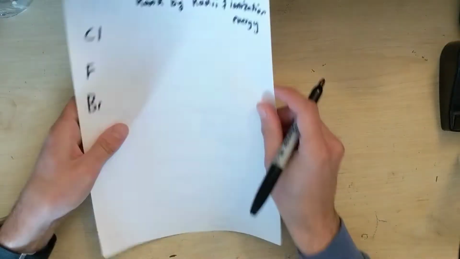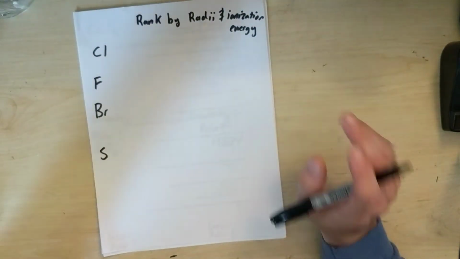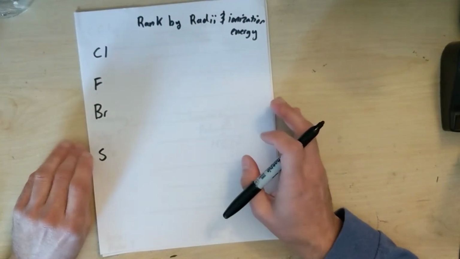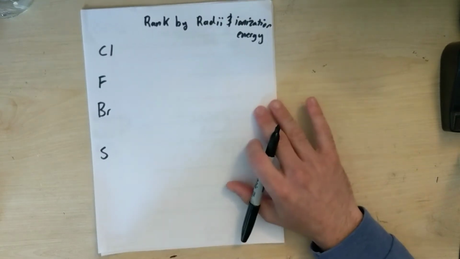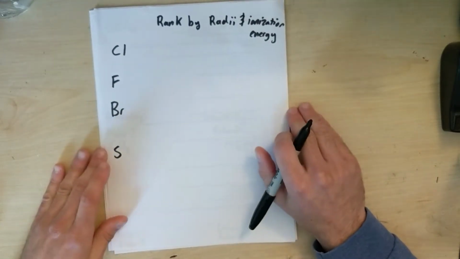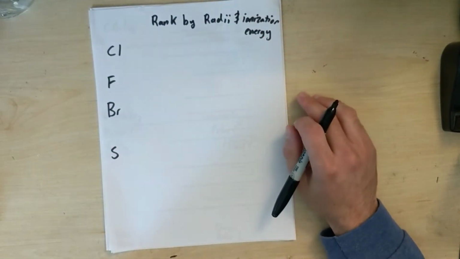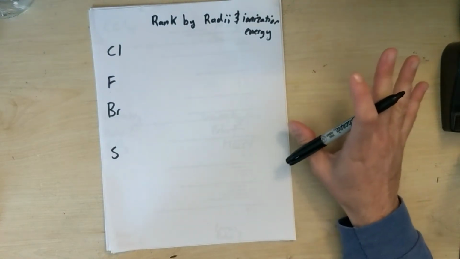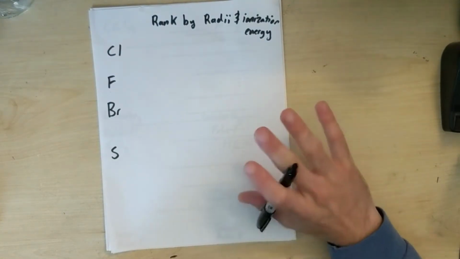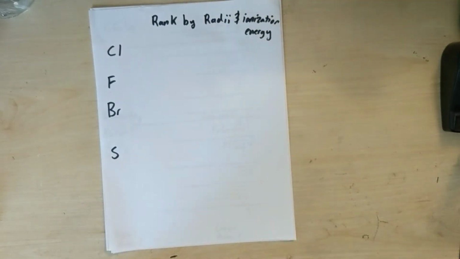Atomic radii and ionization energy. I decided to group these together because I want to show you a cool trick that you can use, or, well, not really a trick, it's actually just logic and science. It's a way for us to look at ionization energy as kind of a function of radius, because they're very related to each other.